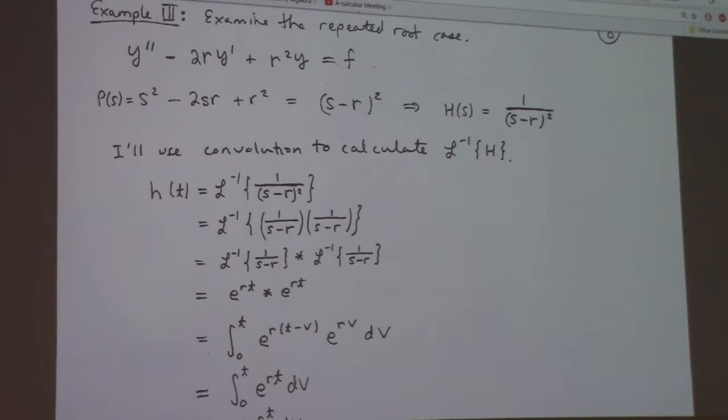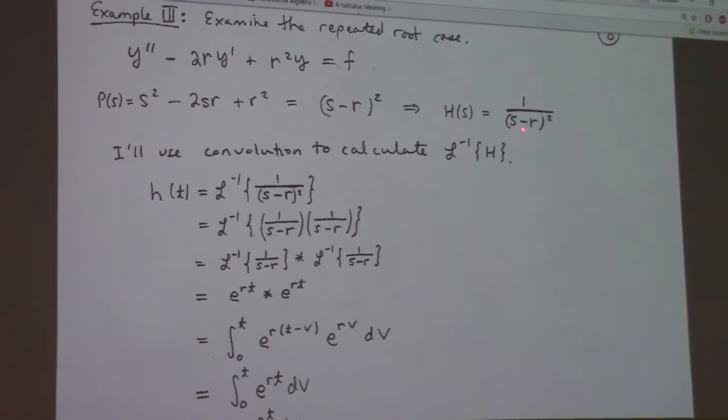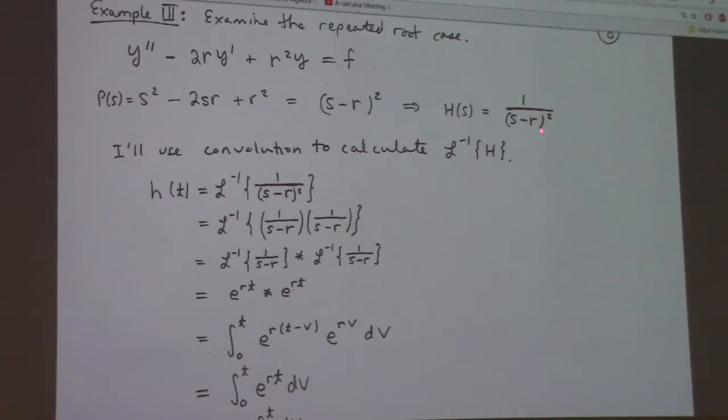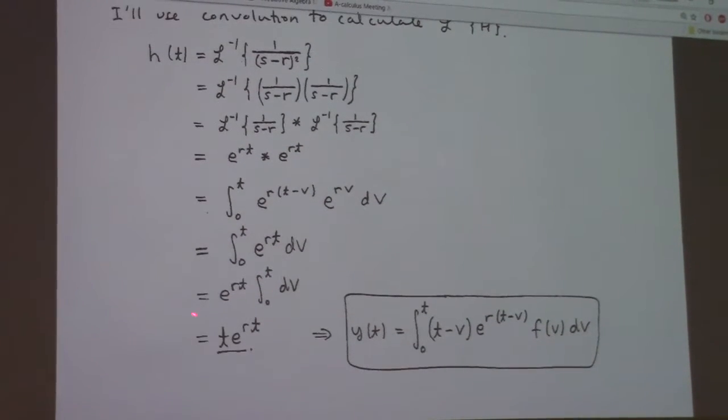This one is the repeated root case in general. So like this gives you repeated root of r 2 times. The transfer function is 1 over s minus r squared. So I can calculate the inverse Laplace transform of h, right? In fact, I can use convolution to do that. So here I'm using convolution in yet a different way. The convolution of 1 over s minus r with 1 over s minus r should be the convolution of e to the rt with e to the rt, which works out to t e to the rt. Now, we could have also figured this out by what?